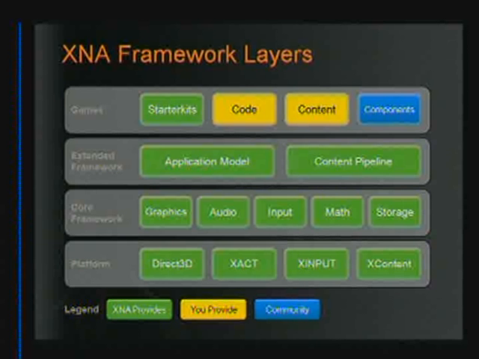On top of this, we have the extended framework, which consists of the application model, which we have already seen, and also the content pipeline. And then, on the highest level, is where the developers come in. There we have to use the code, and we have to provide the content which we are going to use in our game. We will talk about the two other boxes, the starter kits and the components, a little bit later. So now, let's really move to a real game, where we can do something.